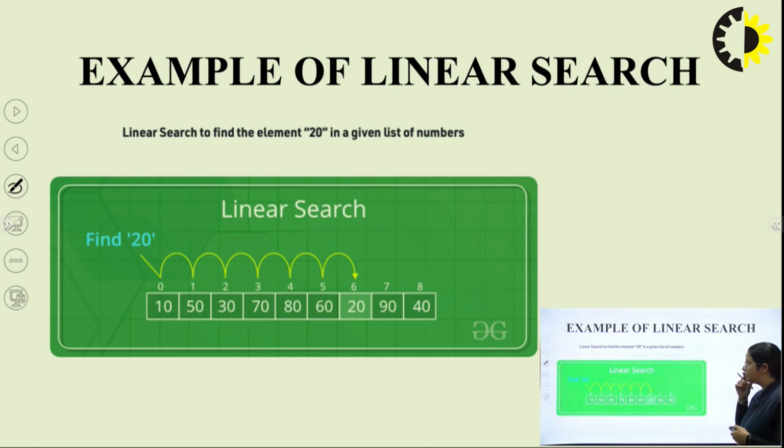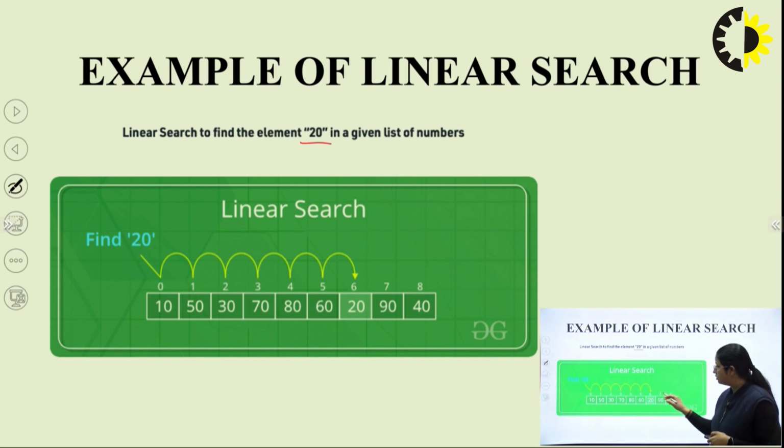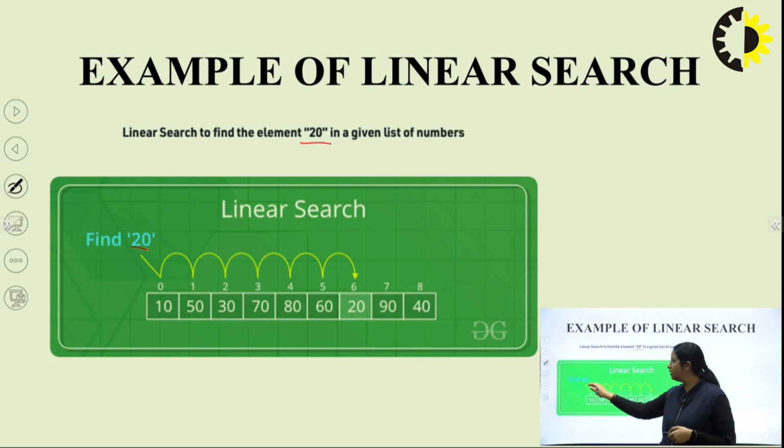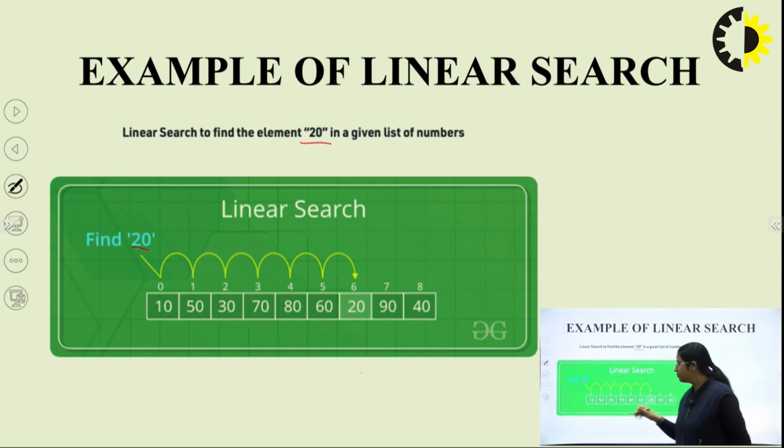Okay, now you can see one example here. Suppose we want to find 20, and we are given a list of elements, an array. So we want to find the element 20. Now what we have to do, as I have already discussed, is compare each element with the elements of the array. We first compare 20 with this 10. Is this equal? No. Then we traverse to the next position.